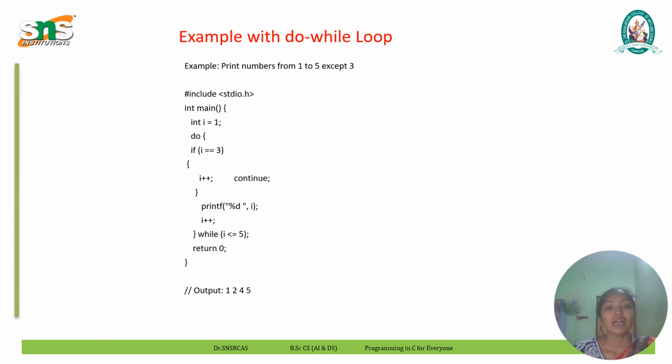So this is the while loop, and this is the do while loop statement. Here int i = 1. So do while, do while. I plus plus will be used as the increment.